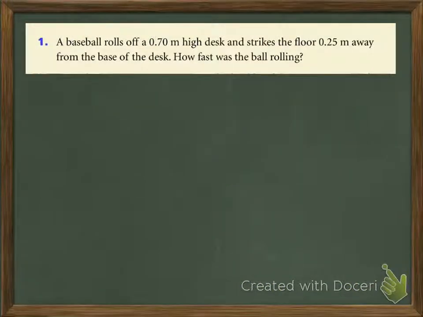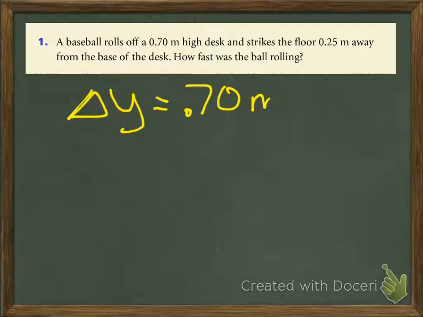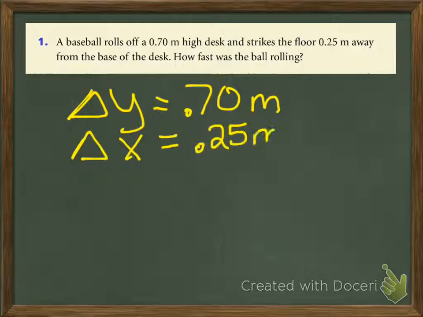Here's a sample problem. A baseball rolls off a desk and strikes the floor from the base of the desk. How fast was the ball rolling? So again, we have a delta y of 0.70 meters, delta x is 0.25 meters, and we want to know what is Vi.